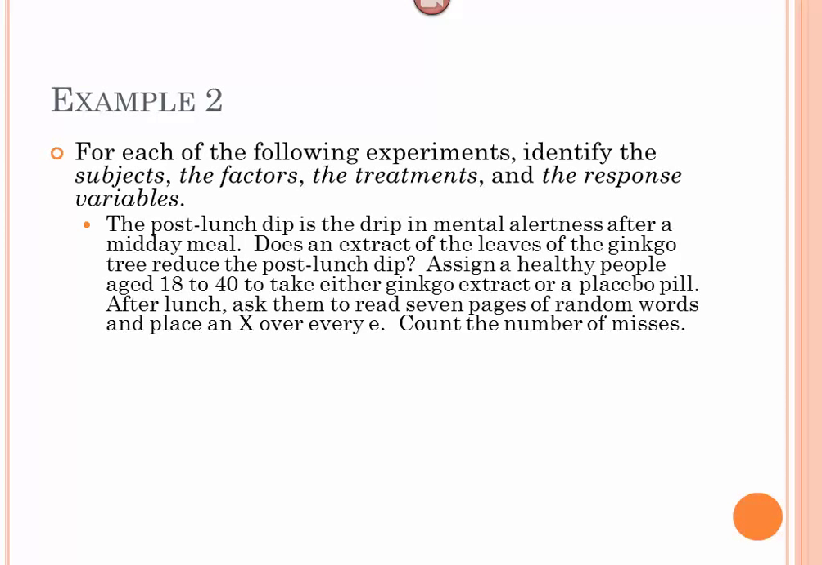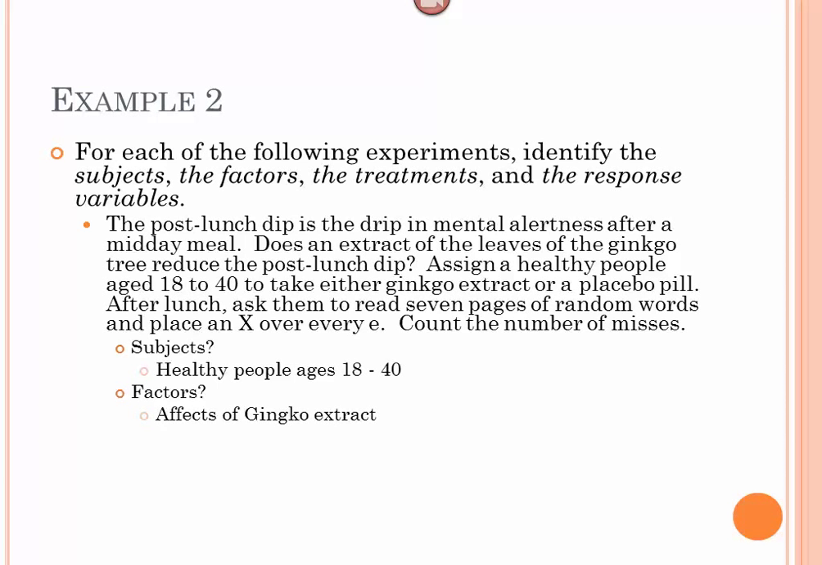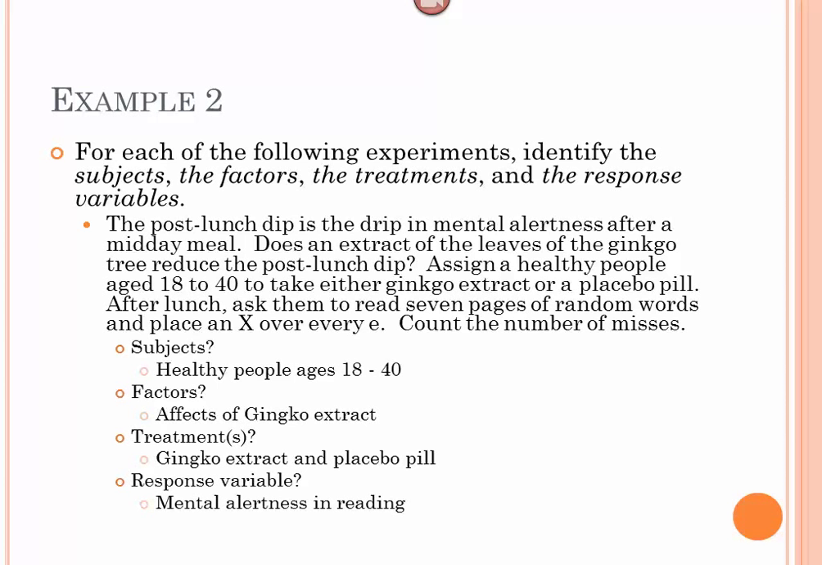So the subjects in this case, specifically our target population, is healthy people, age 18 to 40. The factors in this case are the effects of the ginkgo plant. The treatment, well, we have the ginkgo extract, and then we have our placebo pills. So those are both parts of the overall treatment for my study. And then the response, at least what we're trying to measure here, is how mentally alert they are as they're reading.